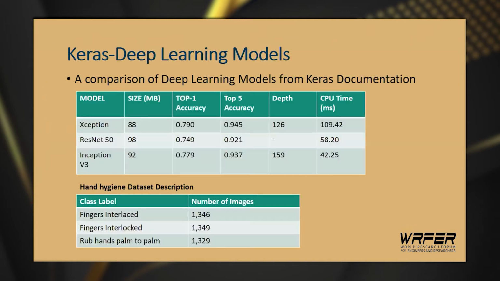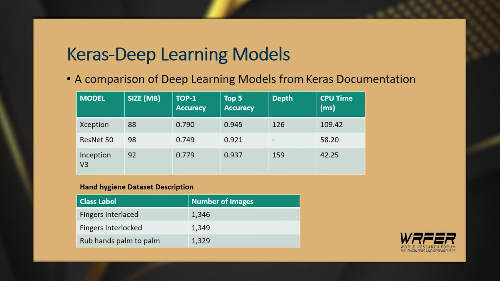That dataset is then used with deep learning models. In Keras, there are existing pre-trained models on the ImageNet dataset. ImageNet is a dataset with 1,000 classes and more than 1 million images, and these models are already trained on it. We are using transfer learning, meaning we are using these models for our own application. In this paper, we have used Xception, ResNet 50, and Inception V3 models.